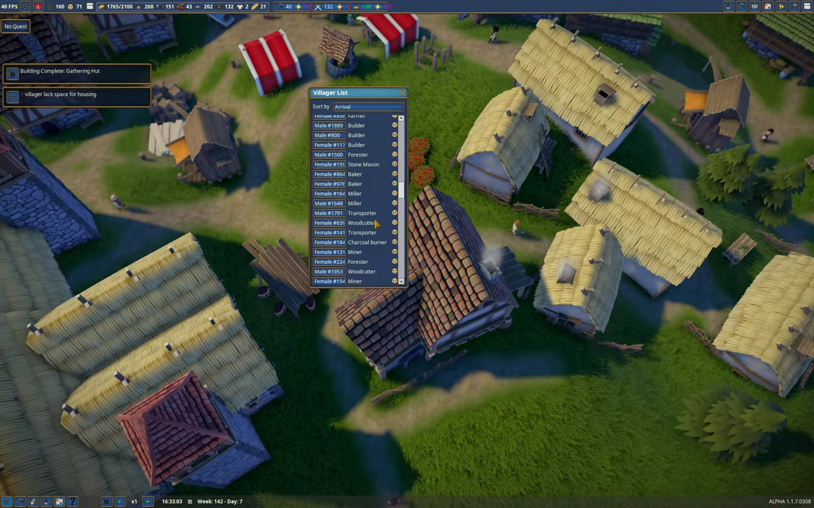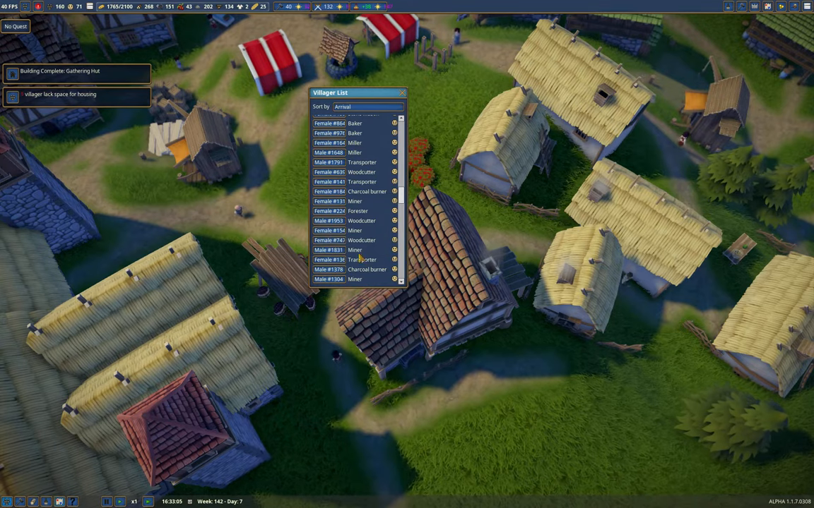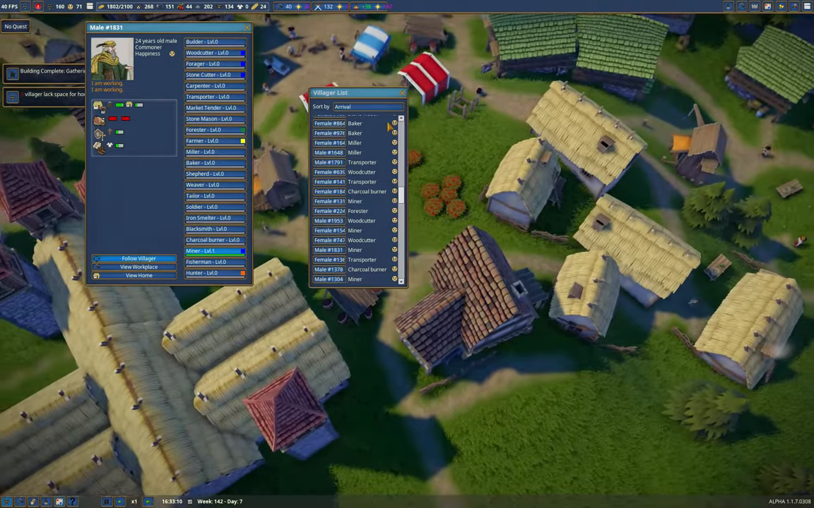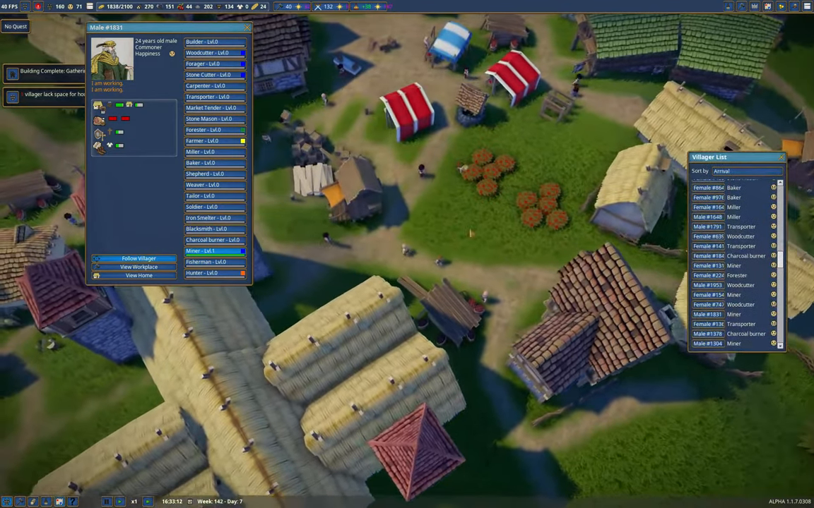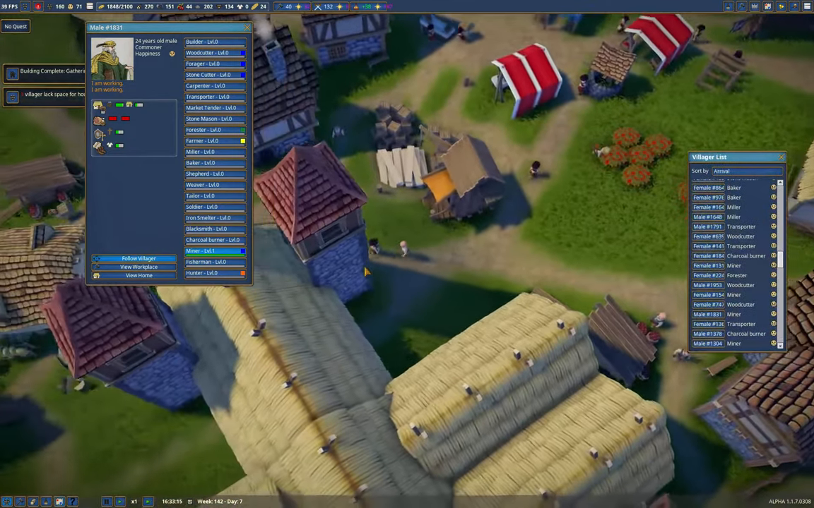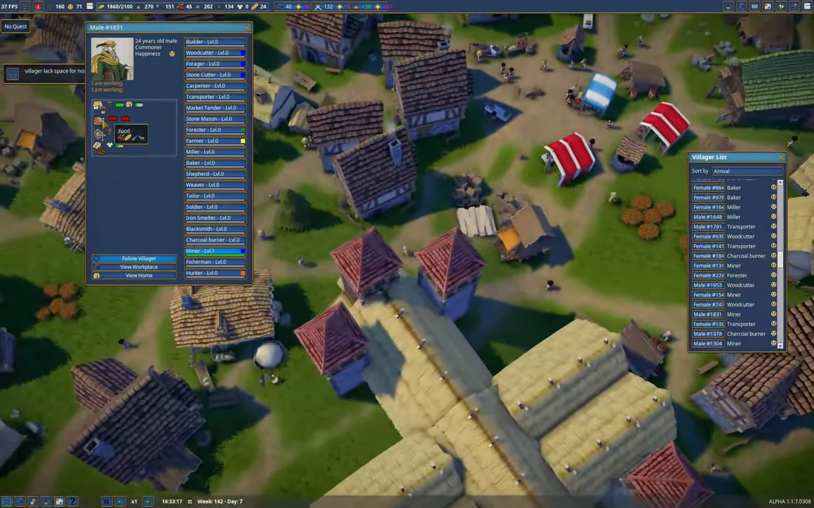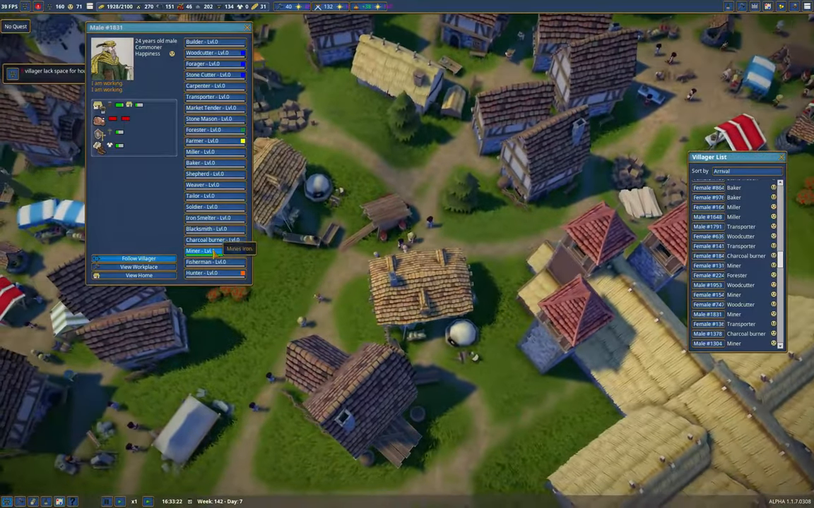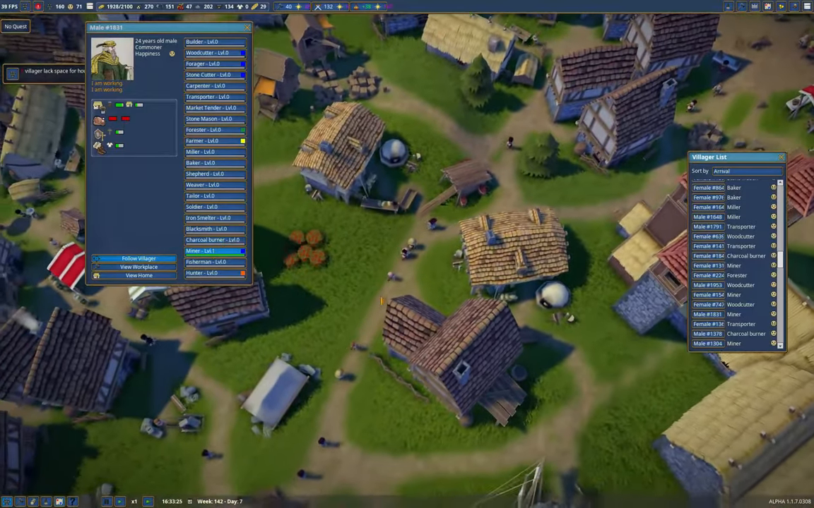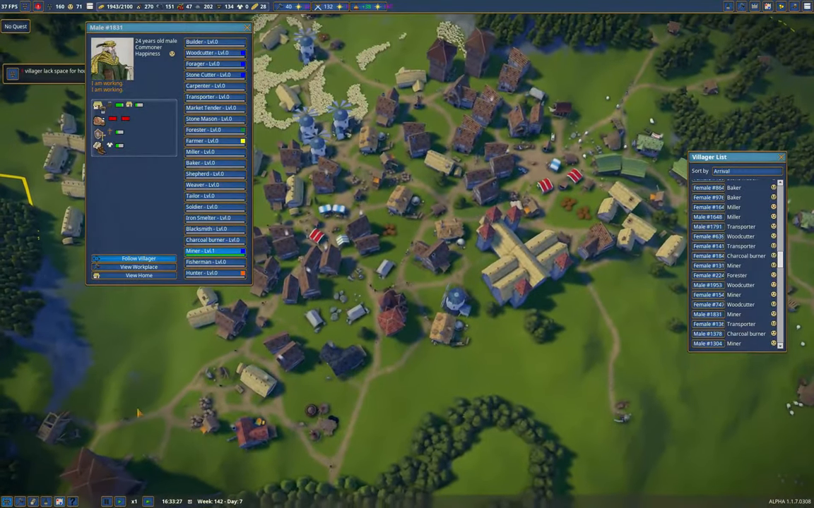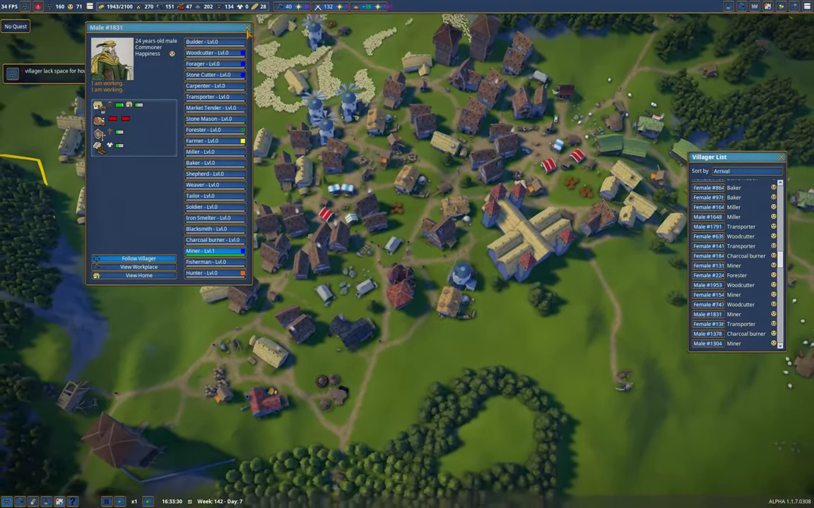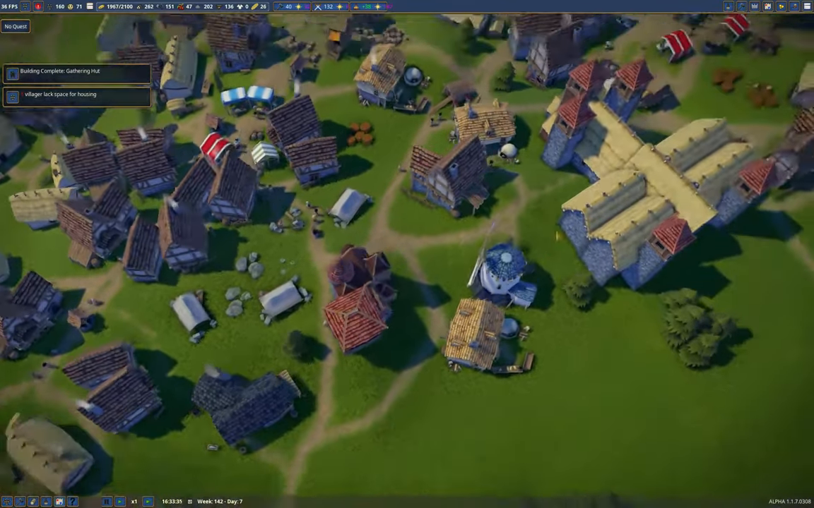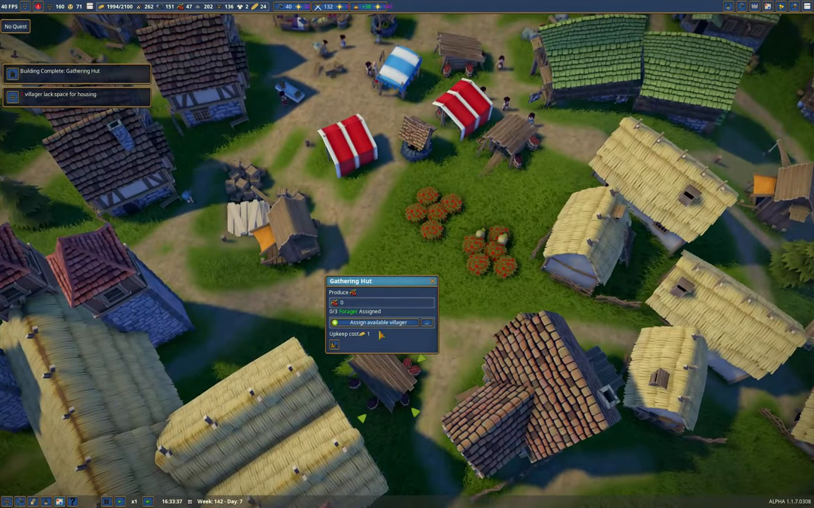People are mostly happy. I see a very unhappy person here. So why are you so unhappy? Due to food. Because he has to cross the entire city in order to get some food. Okay, gathering hut is complete.